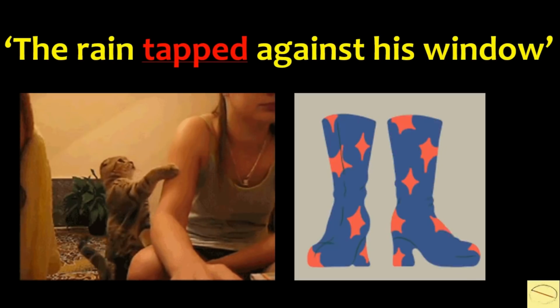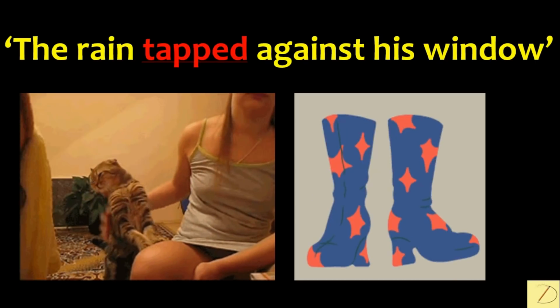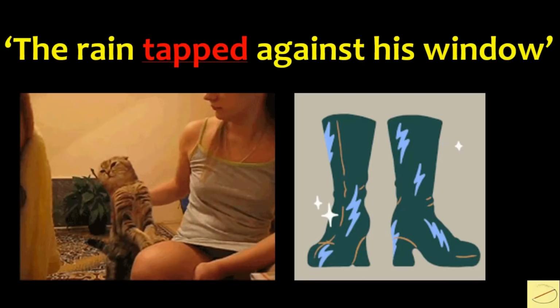Yeah, a tap would be a very slow, quite gentle thing. But the writer hasn't chosen to do that. And if we're thinking about rain, this is the kind of tapping the gentle rain would maybe cause. But the writer has chosen the word thumped.